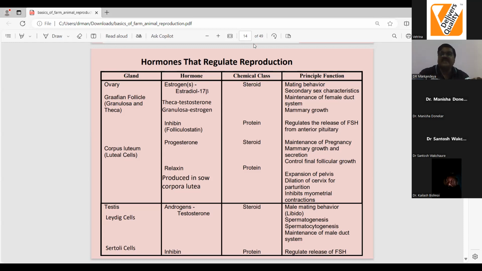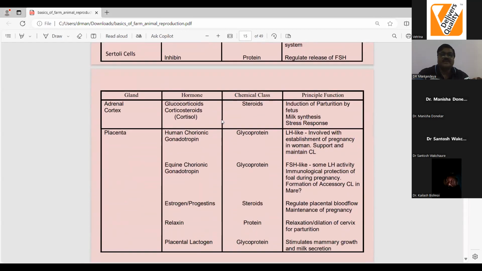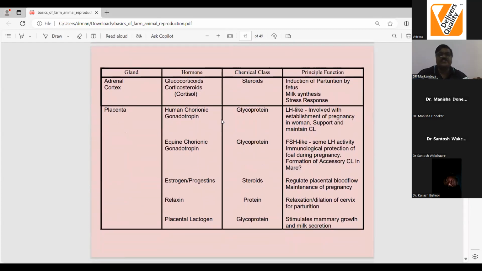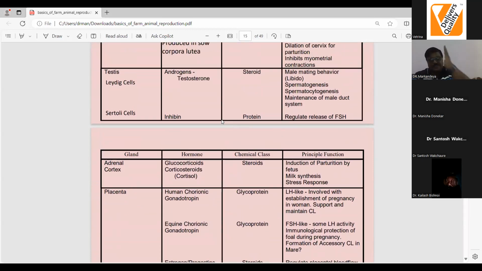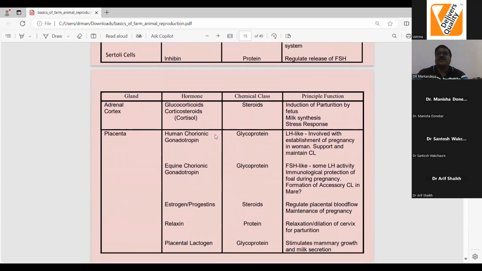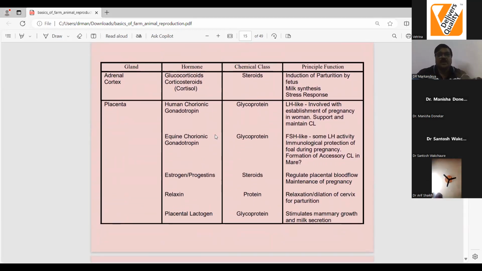As far as the male animals are considered, Leydig cells and Sertoli cells are more important as far as spermatogenesis and testosterone production are considered. The adrenal cortex will provide glucocorticoids, cortisol levels, and these cortisol levels play an important role for parturition. So this is a different story for parturition and the late stage of pregnancy.